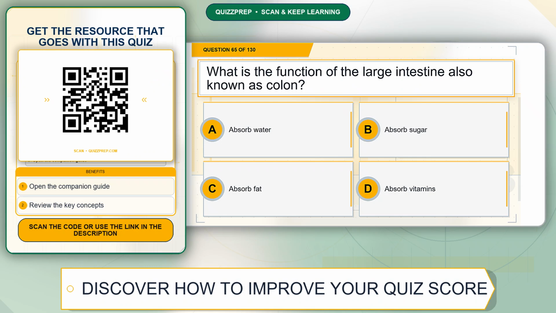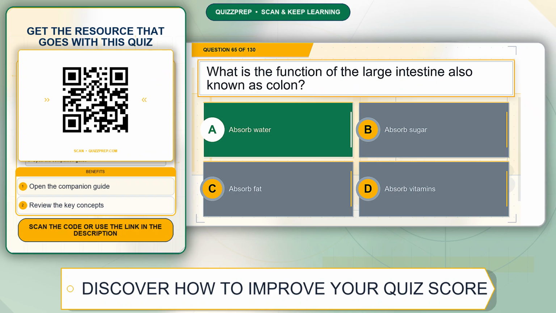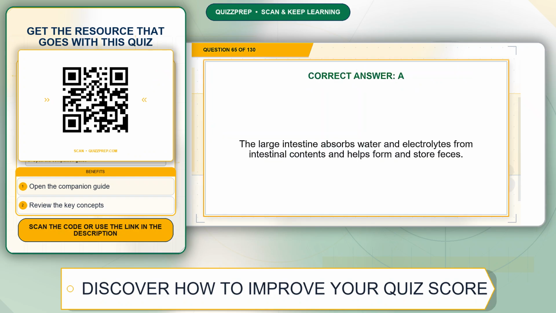Question 65. What is the function of the large intestine, also known as colon? Option A, absorb water. Option B, absorb sugar. Option C, absorb fat. Option D, absorb vitamins. The correct answer is option A, absorb water. Explanation. The large intestine absorbs water and electrolytes from intestinal contents and helps form and store feces.